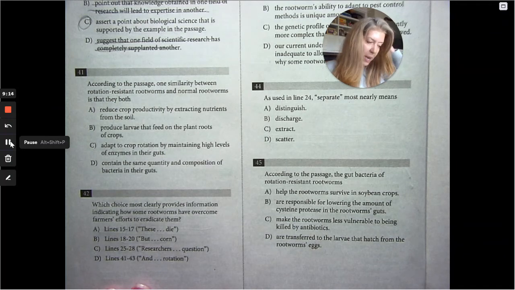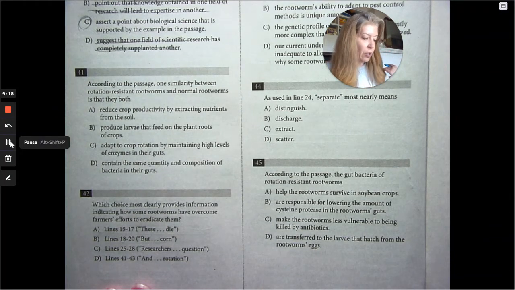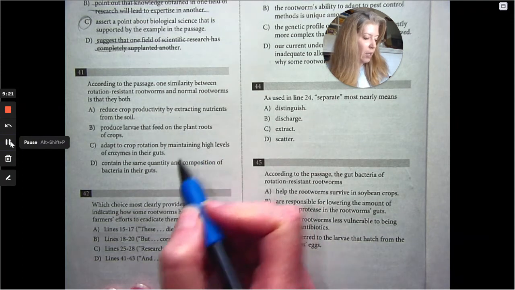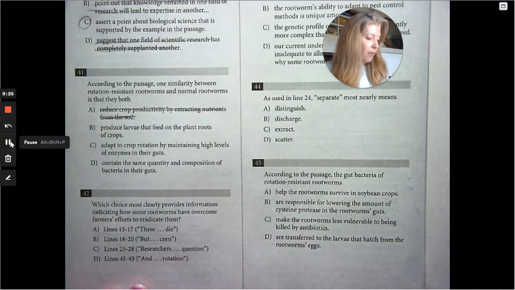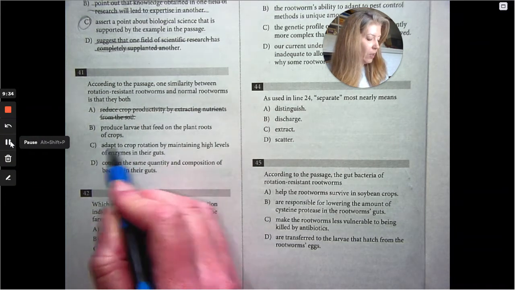Interesting, so this kind of goes back. Reduce crop productivity by extracting nutrients from the soil. No, they don't extract nutrients from the soil. Produce larvae that feed on plant roots of crops. That's exactly it. Adapt to crop rotation by maintaining high levels of enzymes in their guts. That wasn't a similarity between the 2.